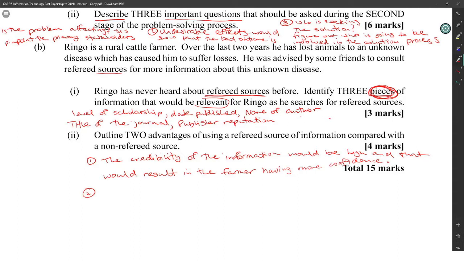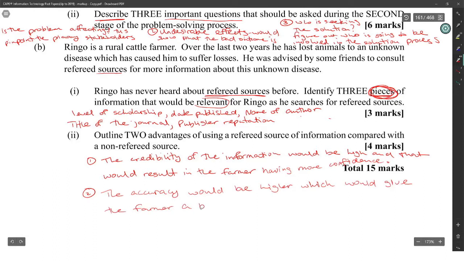2 would be the accuracy would be higher, which would give the farmer a better chance at solving the problem. So anything along those lines would be cool.